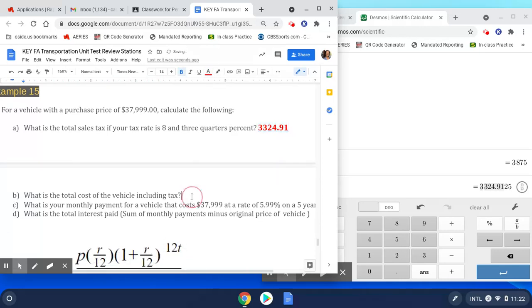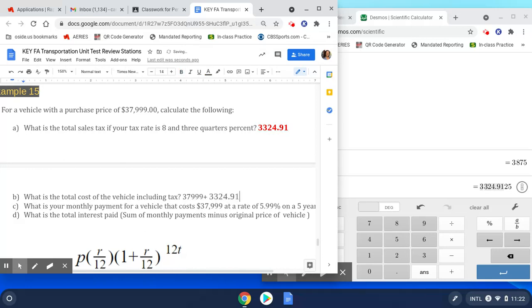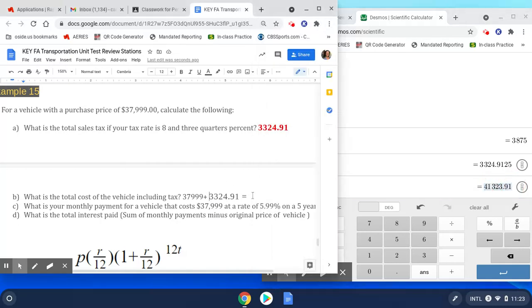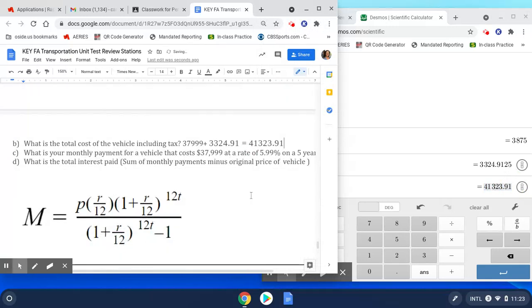Okay, then the total cost of the vehicle, including the tax: we do the 37,999 plus that number I just got, and let's see what it gives us. And I'm getting 41,323. So this is the actual amount you're going to finance. You've got to include the tax in there.